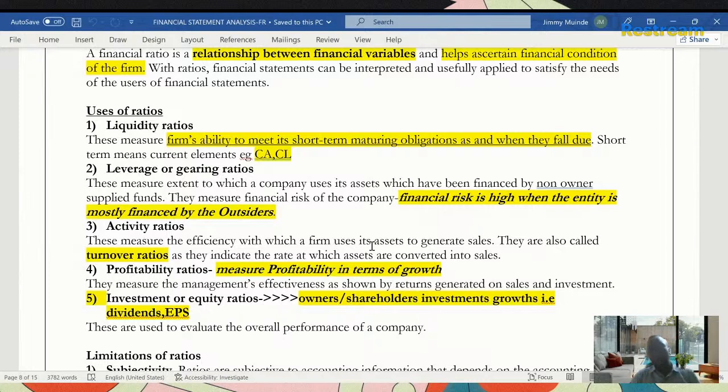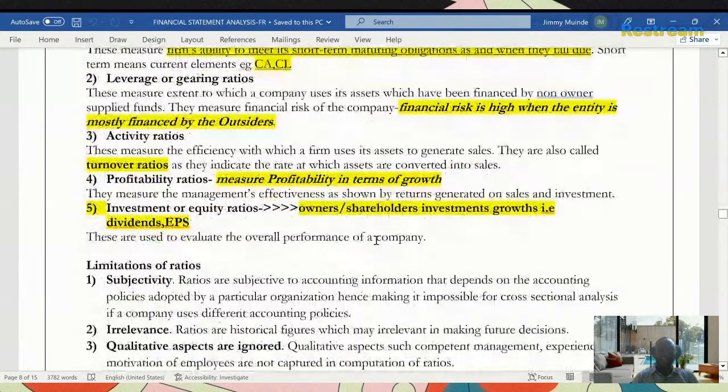Then, ladies and gentlemen, we also have profitability ratios. These are aimed at ascertaining the capacity and effectiveness of the organization in generating returns on sales and investment. It measures the profitability in terms of growth of the firm. And then we have investment or equity ratios. This looks at the perspective of the shareholders. In this case, we talk about growth of the shares, growth of earnings per share, dividends that are supposed to be paid, retention, return on capital employed, amongst others.